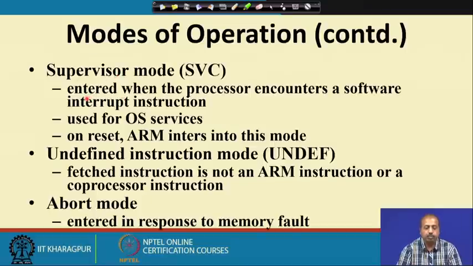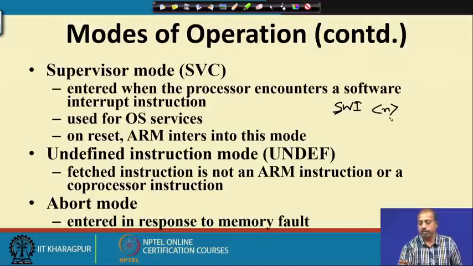So, other modes of operation, like we have got supervisor mode. So, this is basically that system mode that I was talking about. This is entered when the processor encounters a software interrupt instruction. These software interrupt instructions are basically a feature provided by the processor designers. So, these are interrupts, but in a program you can put this type of instructions, like we can have the instruction SWI, which is software interrupt, and a number n is given.